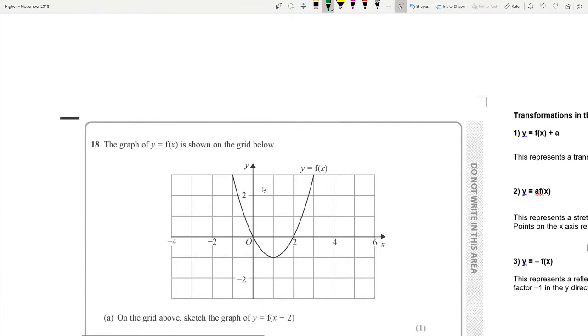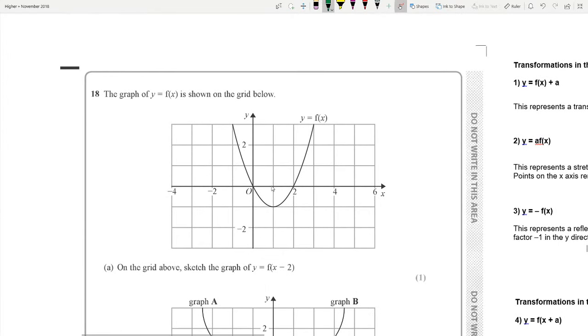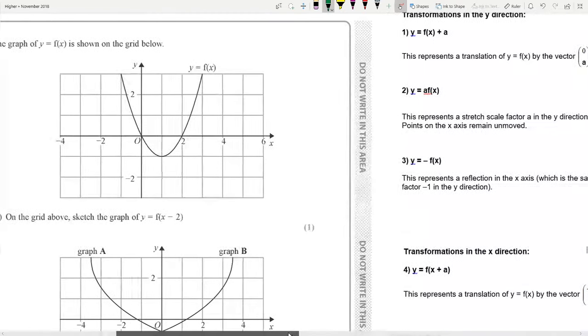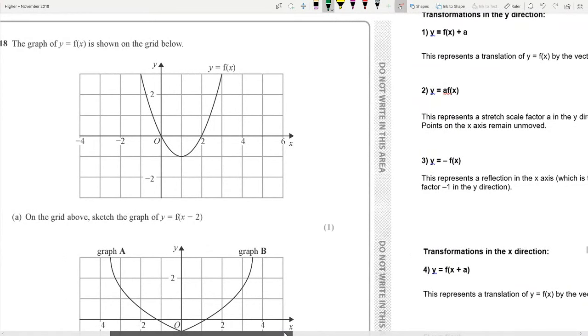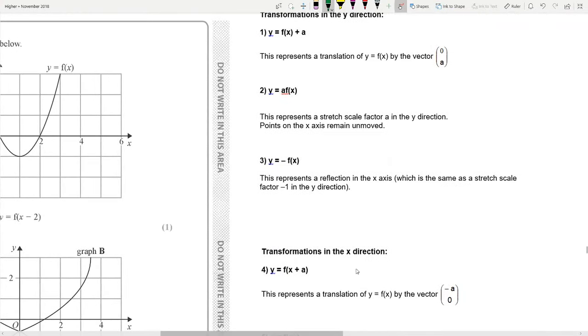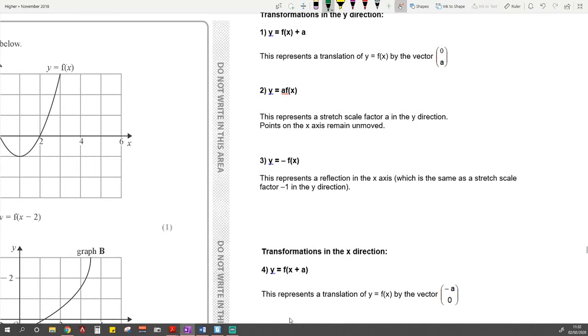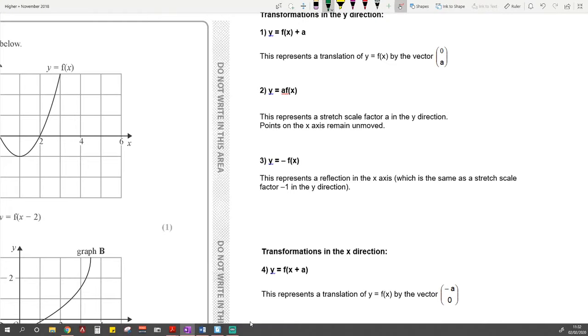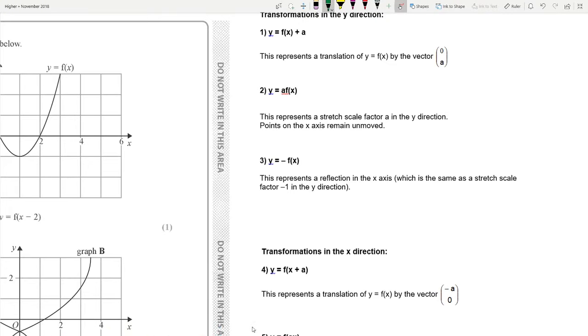Question number 18. So this question here is on transformation of graphs. Just as a reminder, when we have transformation of graphs, there can either be a transformation in the y direction or there can be a transformation in the x direction. This question here, it's given us the transformation. So it says that y equals f of x minus 2.